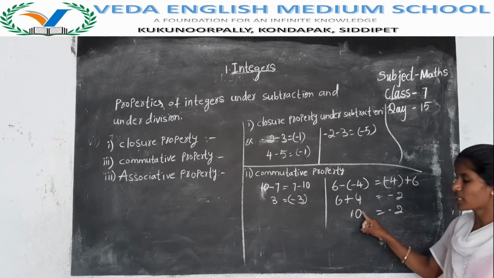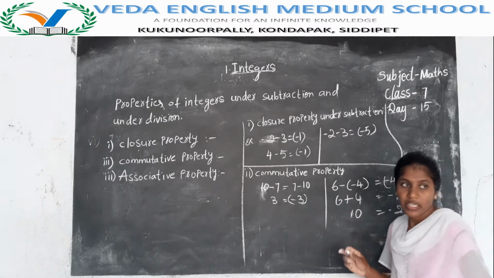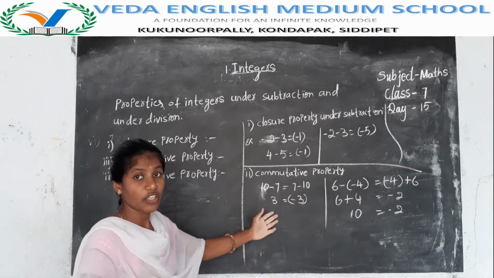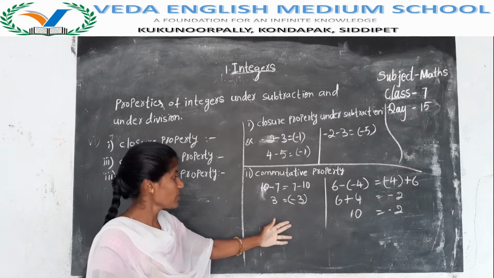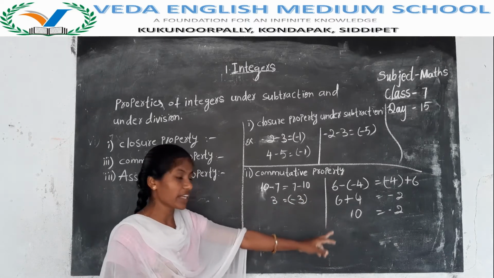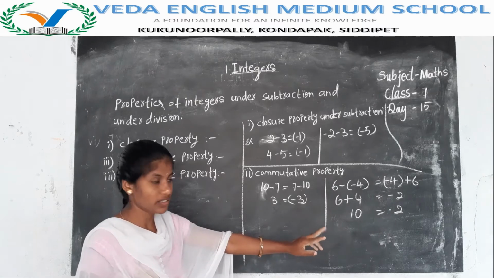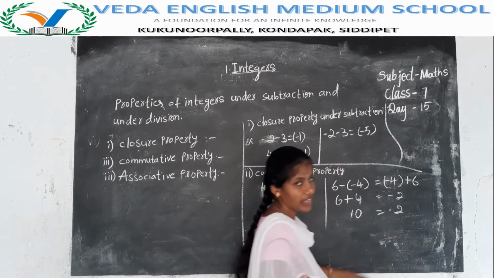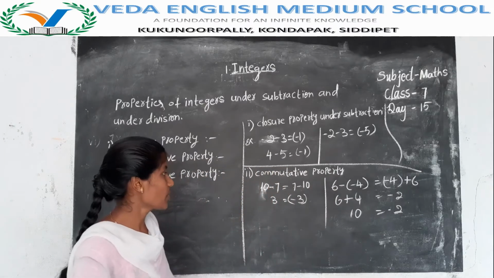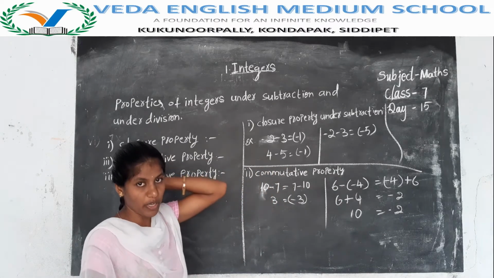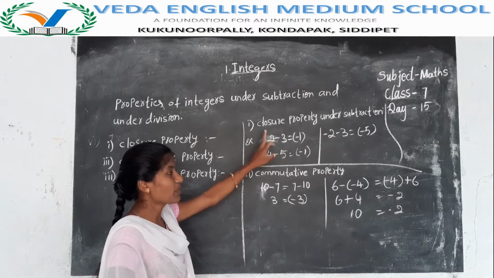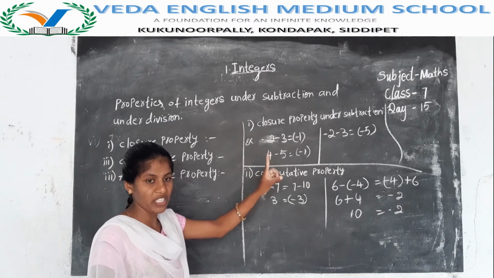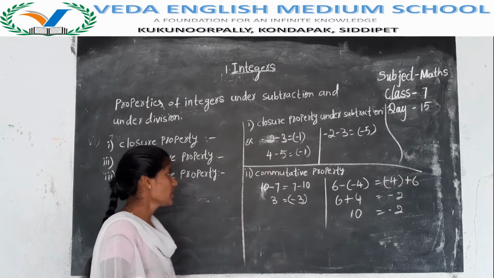10 minus 2, both are same? No, both are not same. Commutative property under subtraction is not possible for integers because while we are changing their places we are getting different numbers as answers. Here and here we are getting different numbers as answers. Here also we got different answers. So commutative property under subtraction is not possible. Under subtraction only closure property is possible. Commutative property is not possible.